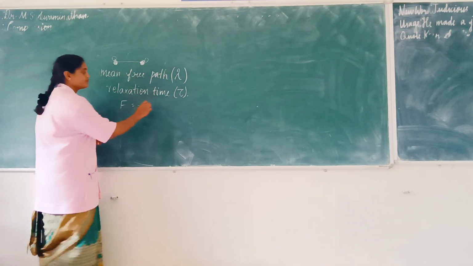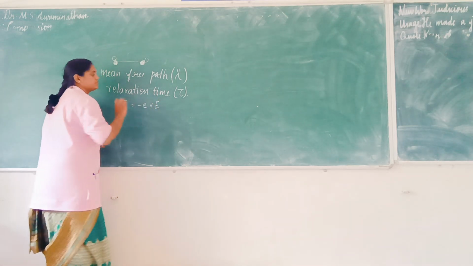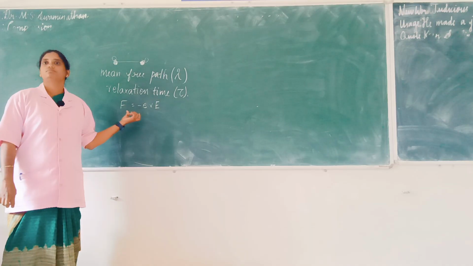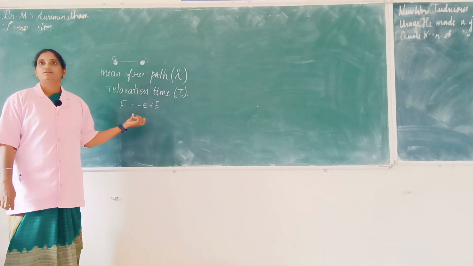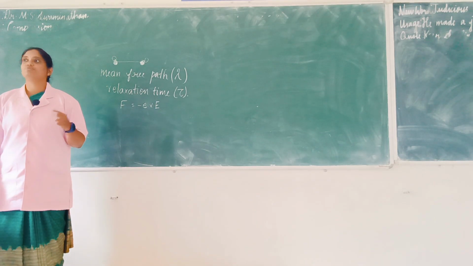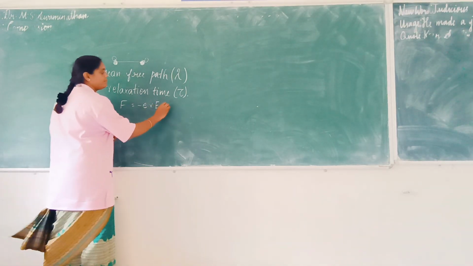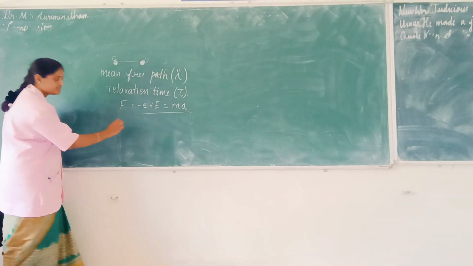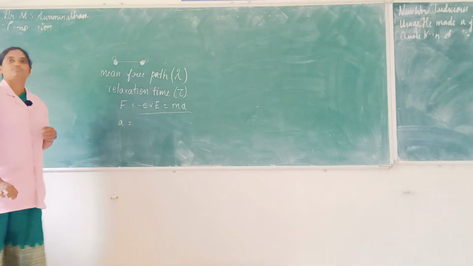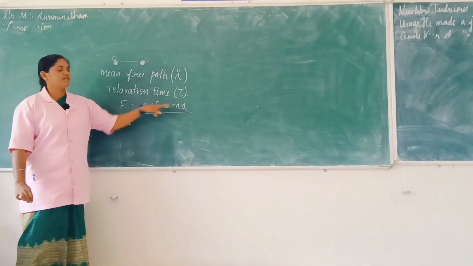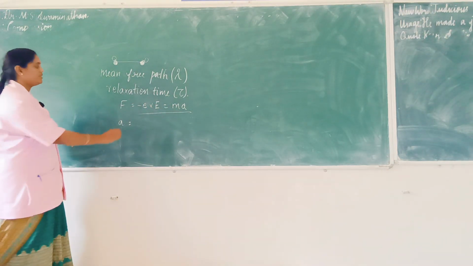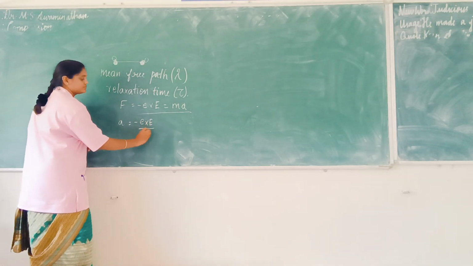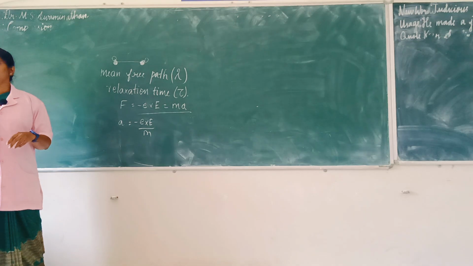Into capital E. And in the 11th, you have studied the equation of this force by Newton's second law, isn't it? If an object is accelerated, the force can be written as m into a. So now this acceleration can be written as a is equal to, leave this, just rewrite these two. a is equal to minus E into E. M is the mass of the electron, isn't it?